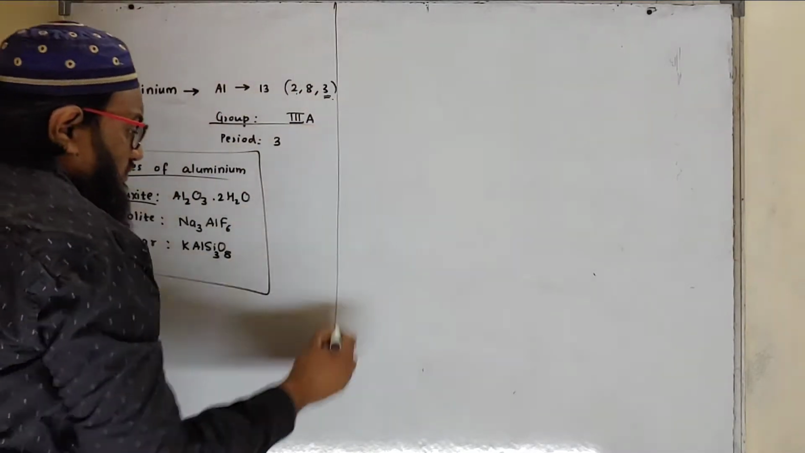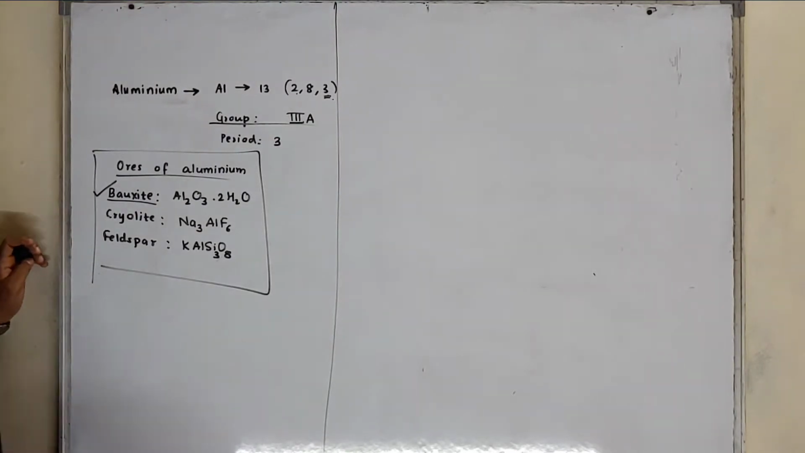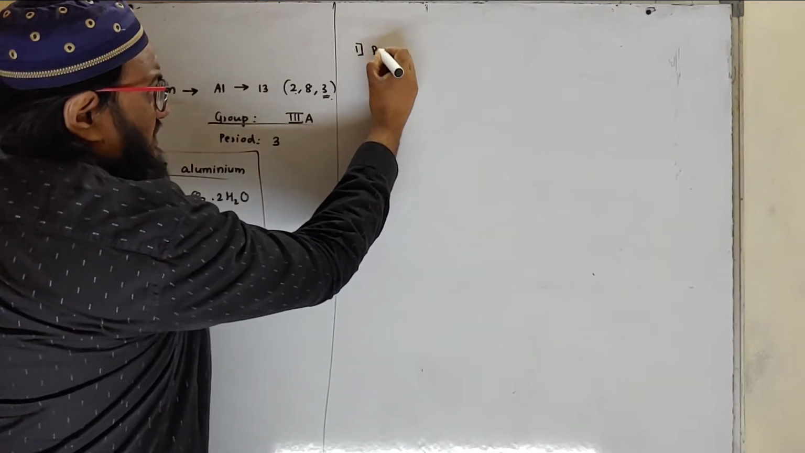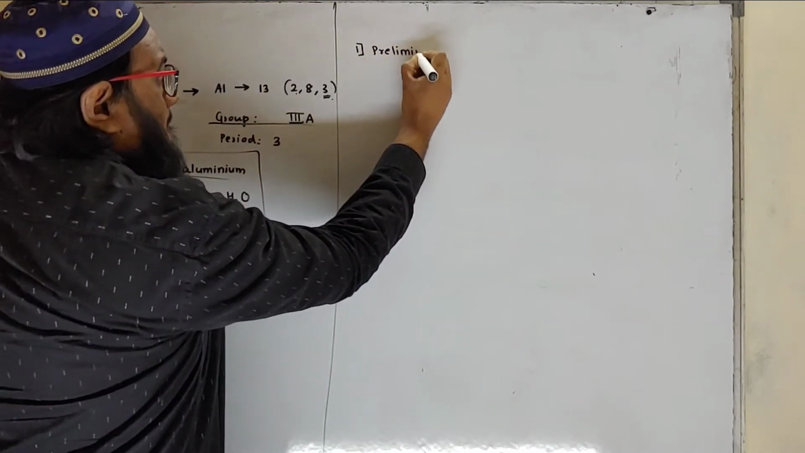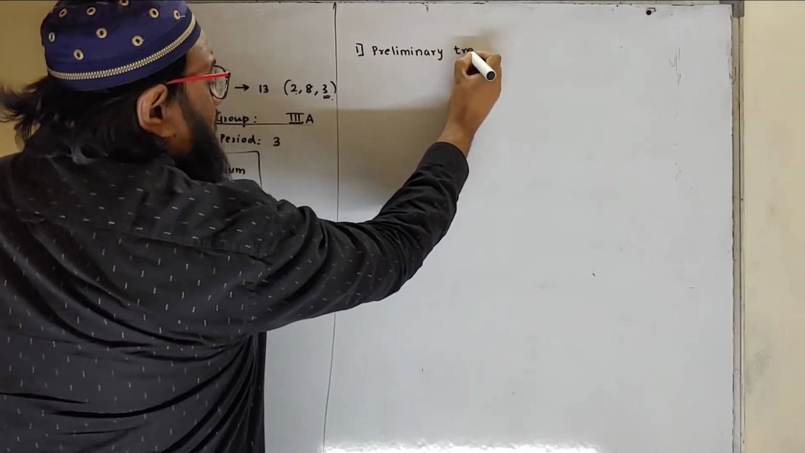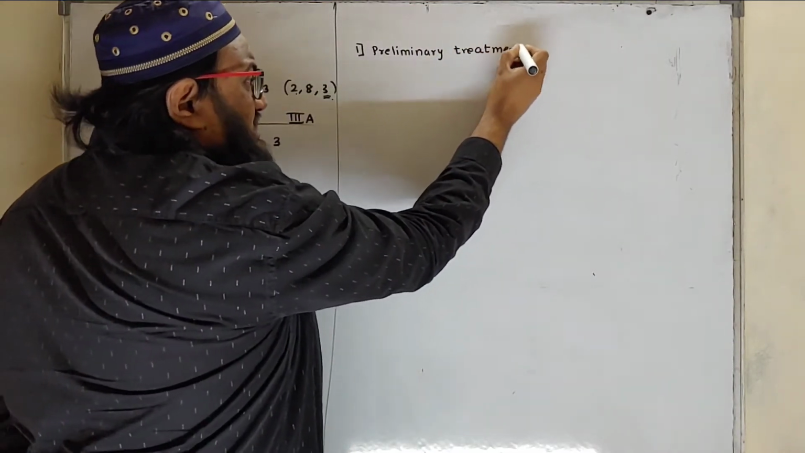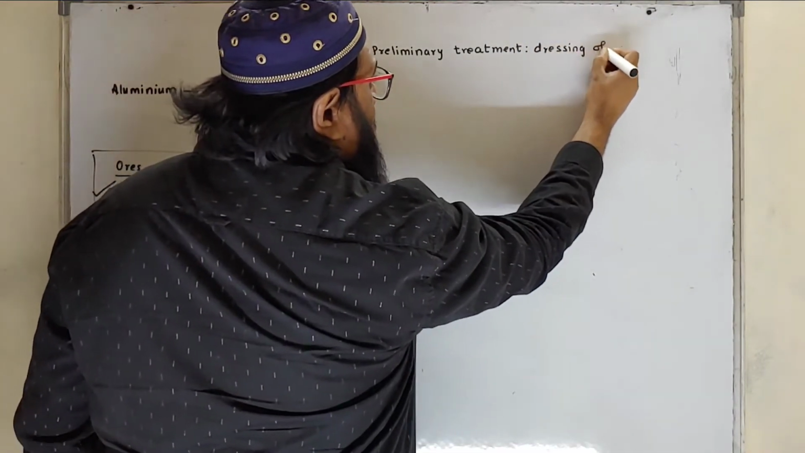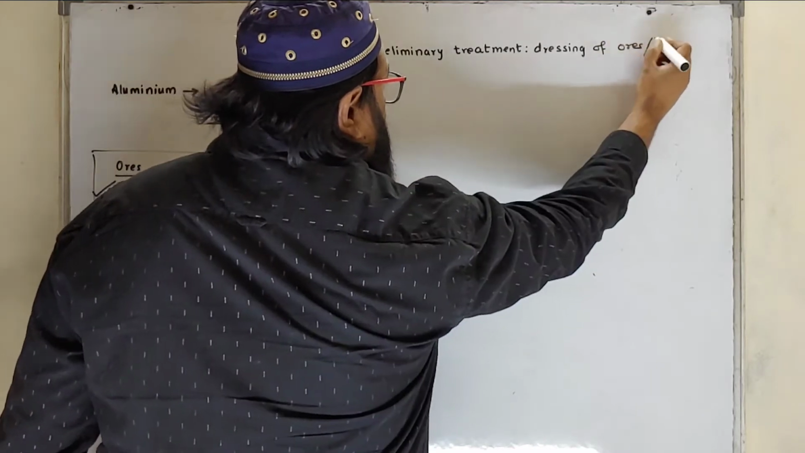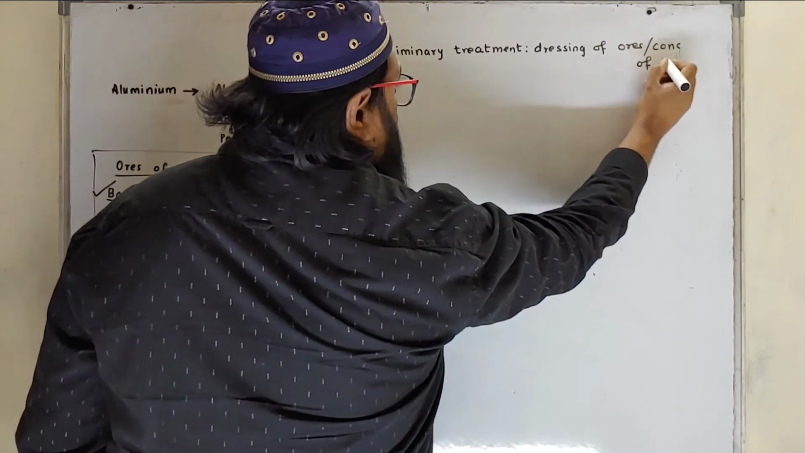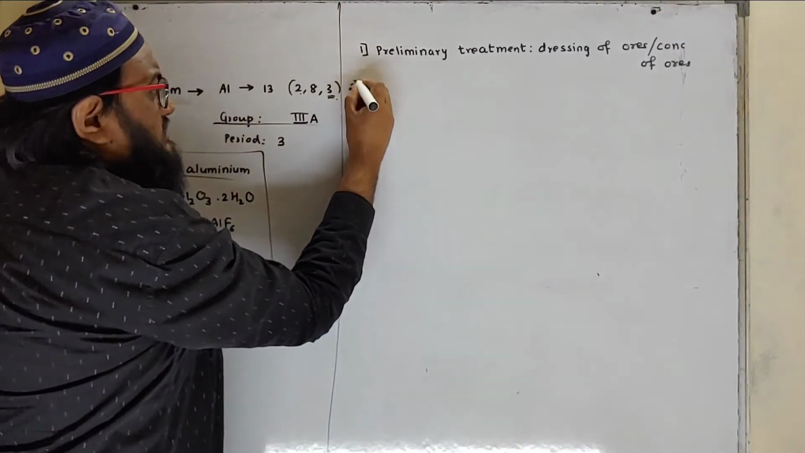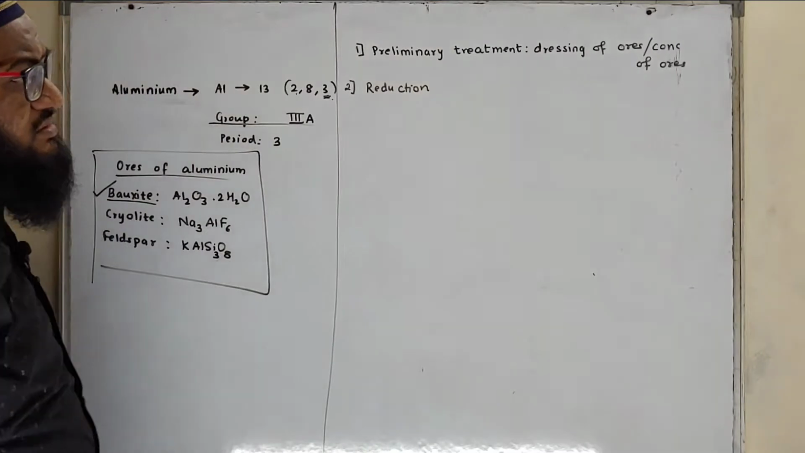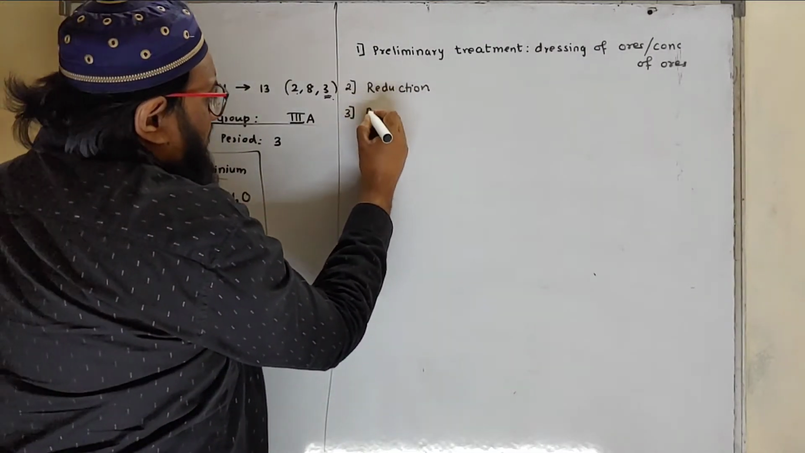Now what are the processes involved? Firstly, there are 3 steps. What are the 3 steps in metallurgy? First is preliminary treatment. What is preliminary treatment? Preliminary treatment is nothing but dressing of ores, or we can call it concentration of ore. Second one is reduction and third one is refining.